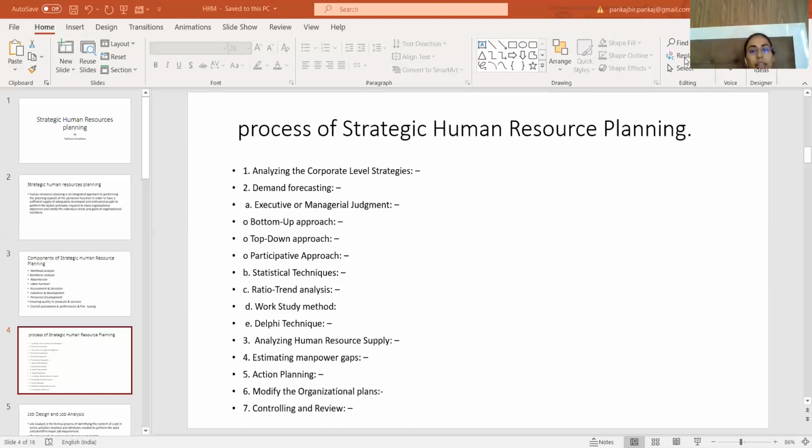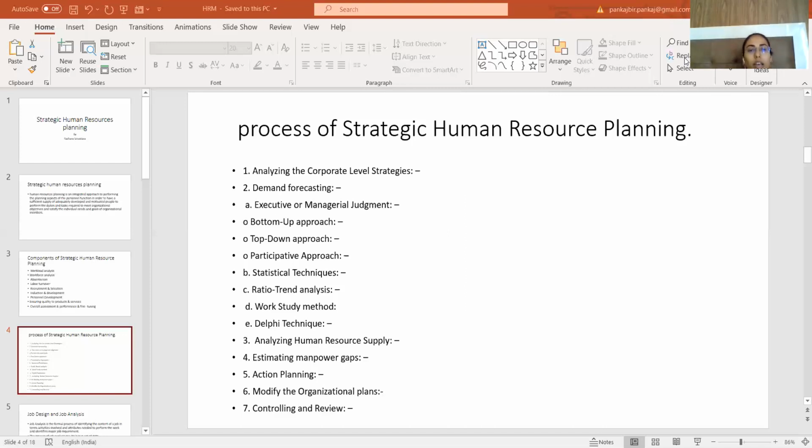Then the second method is known as the statistical technique. On the basis of past records, we can project the trend for the future, and on the basis of that trend we can assess the demand of human resource required for the organization.